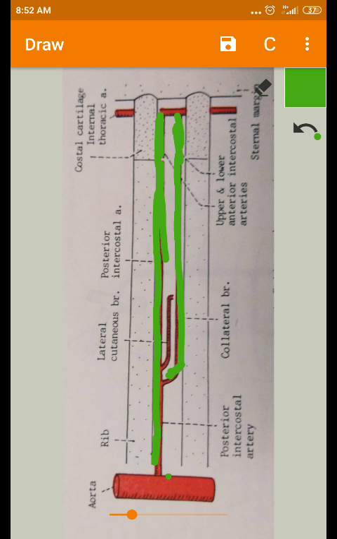So this is the schematic representation of the intercostal arteries. In each intercostal space, one posterior and two anterior intercostal arteries are present, and finally how these two things are getting anastomosed.